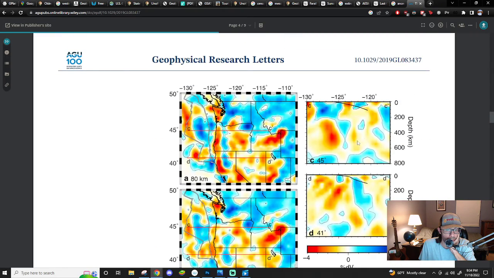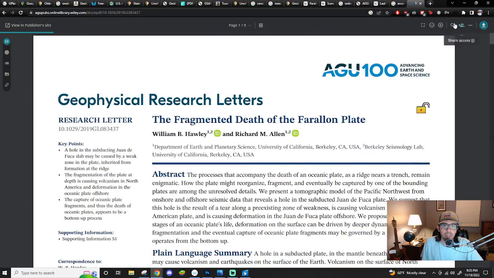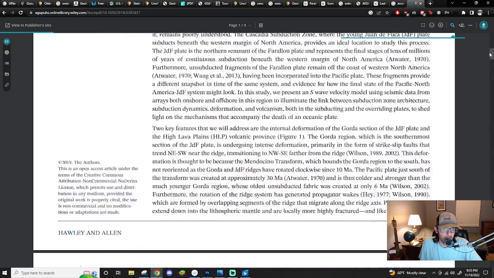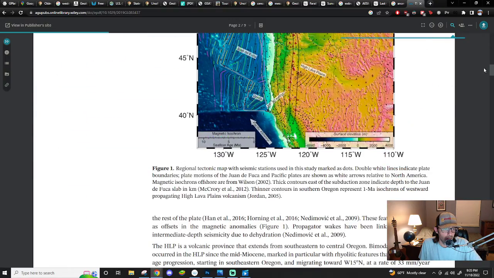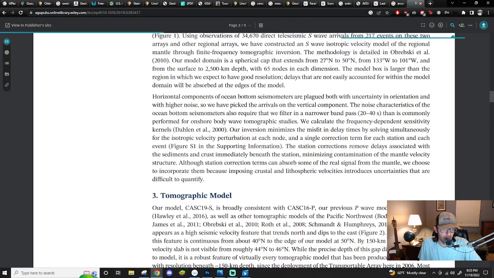What's this? This is depth slices through the tomography model. Contours represent plus or minus percent, I guess, velocity of S waves, maybe. I don't know. I'm just totally guessing there. No idea. Oh, yeah. I'm sure I can find it. Yeah, S wave, that's a good sign that it probably is velocity of S wave then.